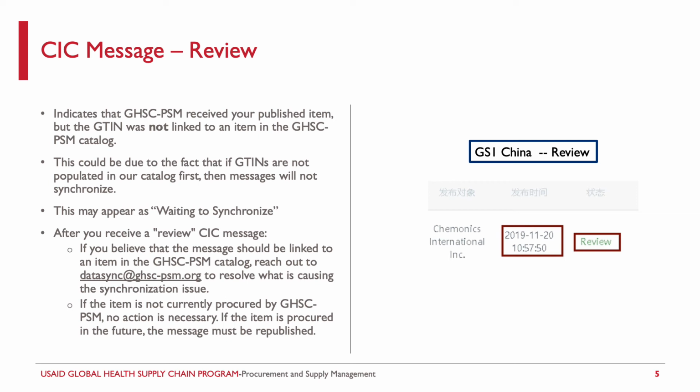This could be due to the fact that if GTINs are not populated in our catalog first, then GDSN messages will not synchronize. If you believe this to be an error, please reach out to GHSC-PSM at datasync@ghsc-psm.org to resolve what might be causing the synchronization issue. If the item is not currently procured by GHSC-PSM, then no action is necessary. But if the item is procured in the future, then the message must be republished to GHSC-PSM in the GDSN.